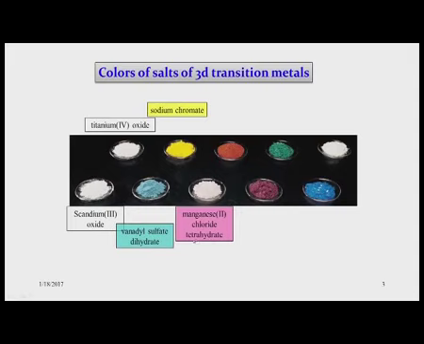Then manganese 2 chloride has unpaired electrons still there in the d level, but it is faint pink in color. So, the solution color is very faint. Sometimes it is very difficult to identify through our eyes.